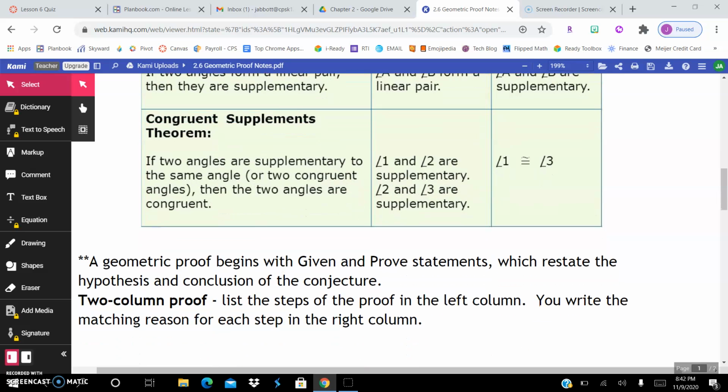Congruent supplements theorem, if two angles are supplementary to the same angle or two congruent angles, then the two angles are congruent. So if angle 1 and 2 are supplementary, then angles 2 and 3 are supplementary. And from that, we can gather that angles 1 and 3 have to be the same because both of them work with angle 2 to create supplementary angles or create a 180-degree angle.